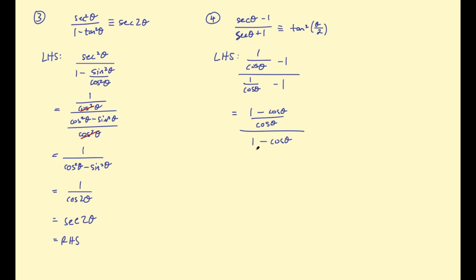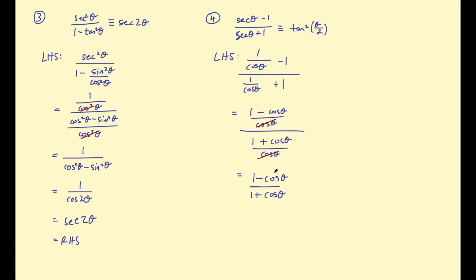theta over, sorry, that's meant to be a plus, 1 plus cosine theta over cosine theta. Again, we have that common denominator in the numerator and denominator. They can cancel out, and we're just left with 1 take cosine theta over 1 plus cosine theta.